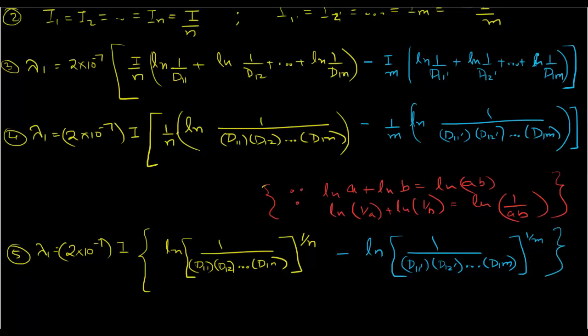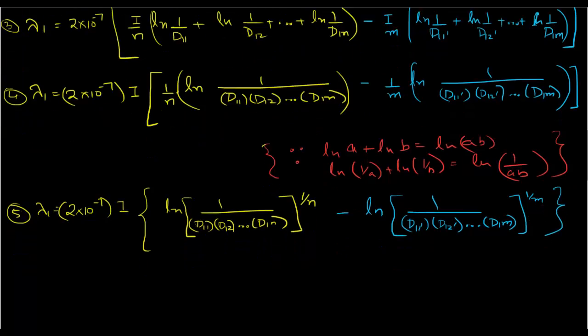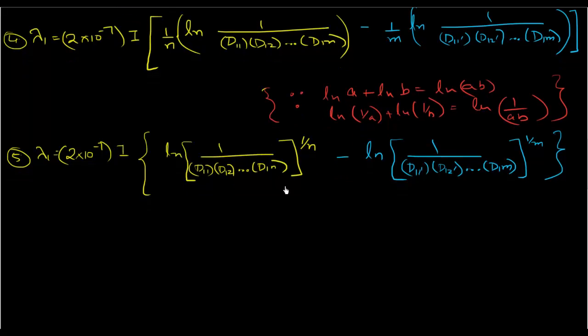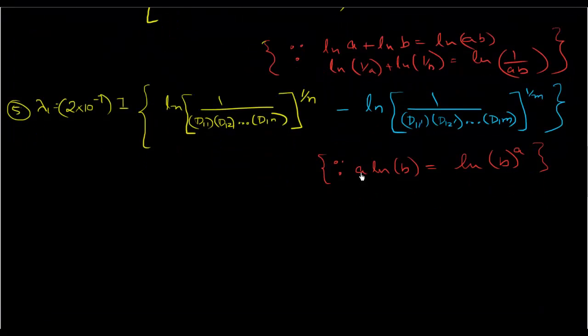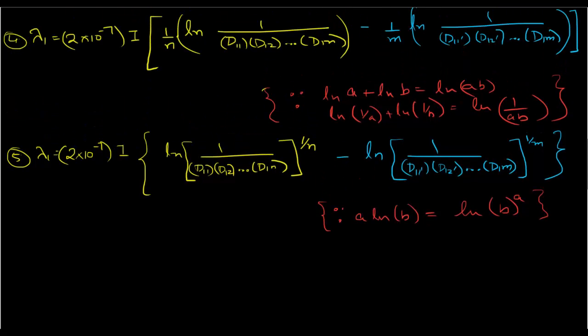Okay, so that's simple, and I will again give you the ln property here. I'll write that down here because a ln of b can be written as ln of b to the power of a. So we just use this property to rearrange our terms once again.